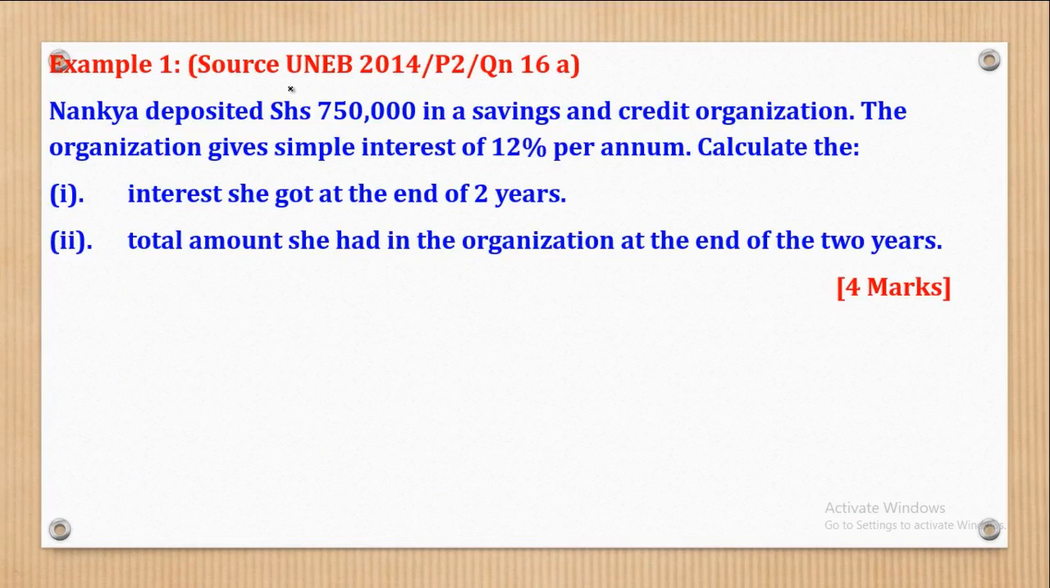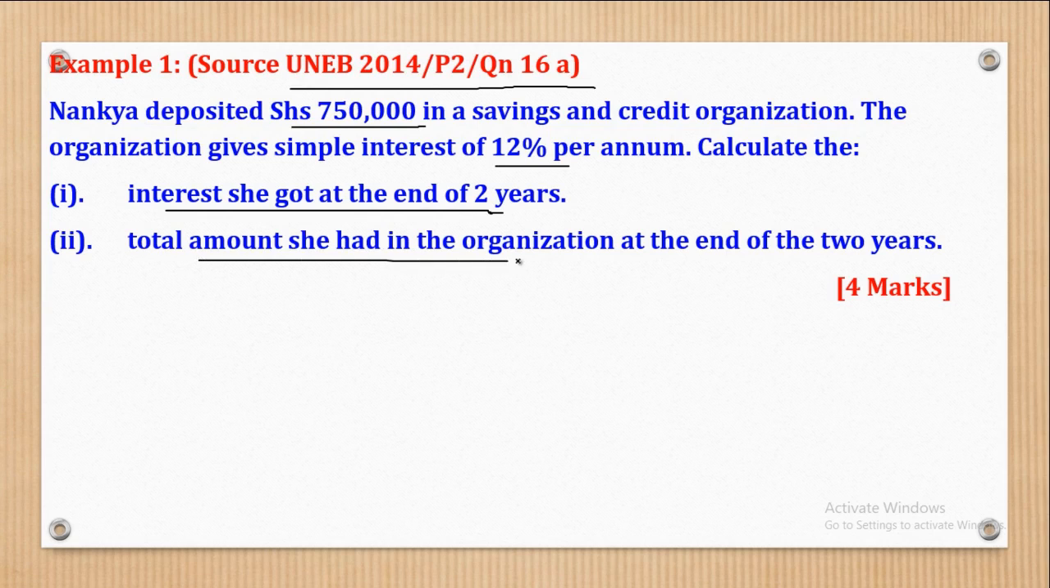Example 1 came from UNEB 2014 paper 2 question 16a, and it says Nancha deposited shillings 750 in a savings and credit organization. The organization gives a simple interest rate of 12% per annum. Calculate from Roman 1 the interest she got at the end of 2 years, then Roman 2 the total amount she had in the organization at the end of the 2 years. In this case, this 750 is our principal, and that is P. Then 12 is our rate, and that is R. Then the 2 is our time, and that is capital T.